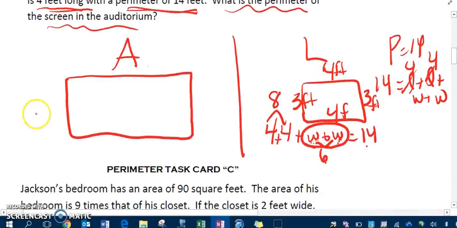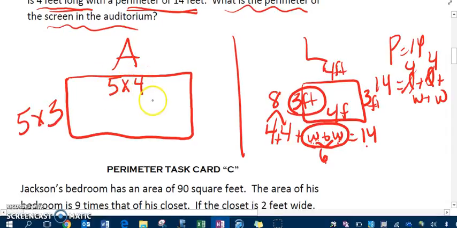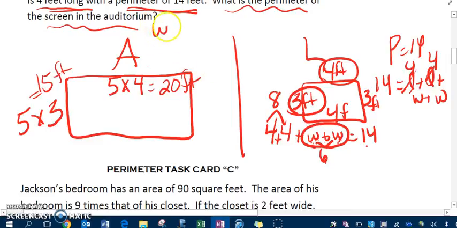So I know this has to be 5 times 3, which is how wide the library was, and the length has to be 5 times 4, which is the length of the library. So the width of the auditorium is 15 feet, and the length of the auditorium is 20 feet. And so I could say width equals 15 feet, length equals 20 feet.